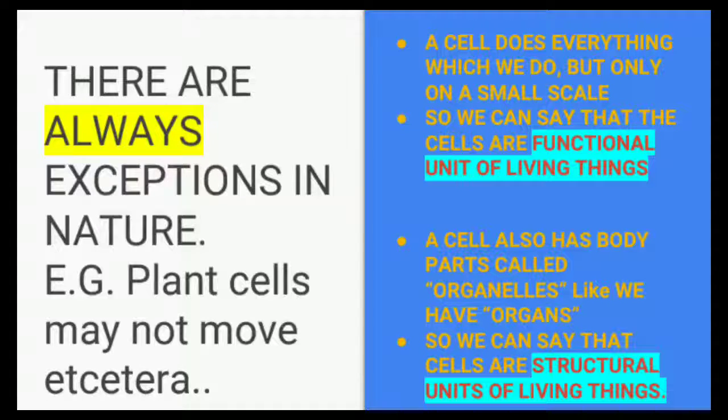So we can say that cells are functional units of living things. That is, they do everything what living things do. And cells also have body parts. They are called organelles. Just like we have organs, cells have organelles. Thus, we can also say that cells are structural units of living things. That is, their structure also has parts which matches with parts of bigger creatures. So we can say they are the structural and functional unit of life.